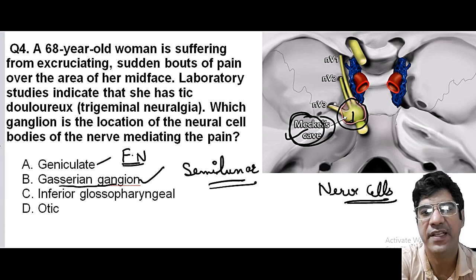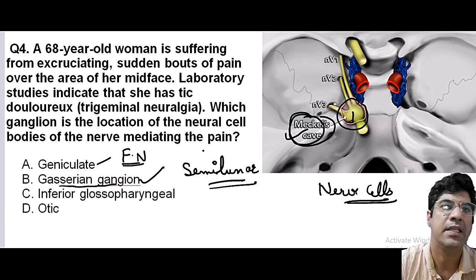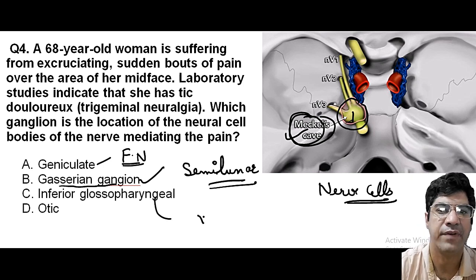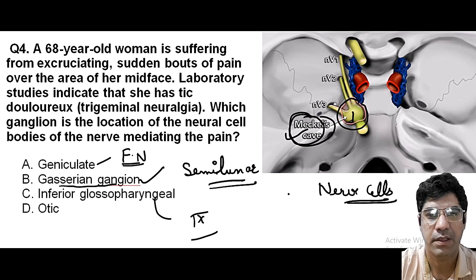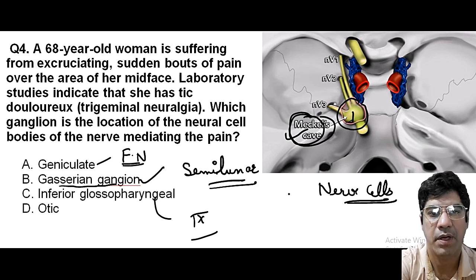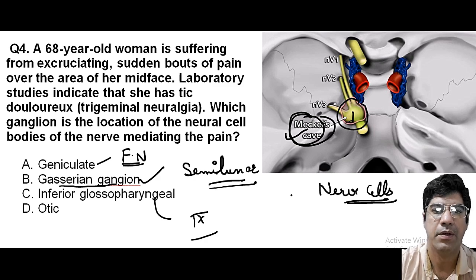The inferior glossopharyngeal ganglion is associated with the ninth nerve, that is the glossopharyngeal nerve. The otic ganglion is associated with the glossopharyngeal nerve. So your answer of choice is Gasserian ganglion.